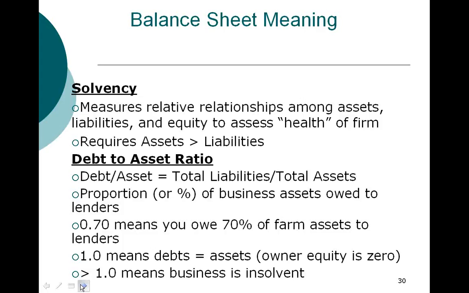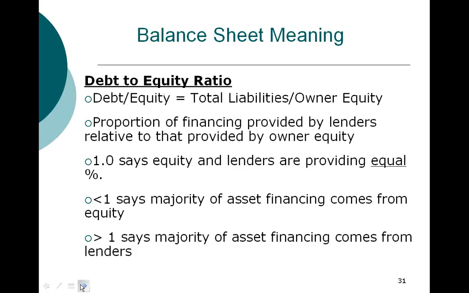If you're in the 30 to 70% range, that's fairly stable. If you get much over 70%, then your farm business is getting pretty leveraged, and essentially the lender owns a higher percentage of the assets.